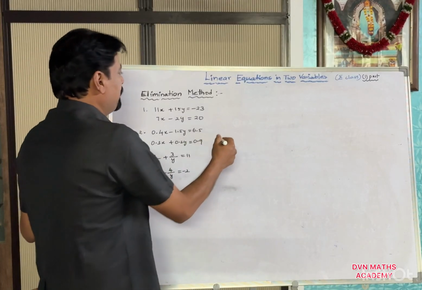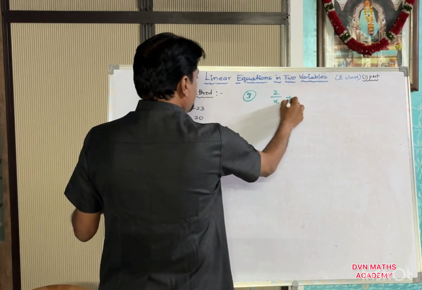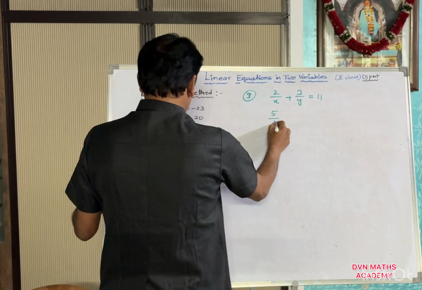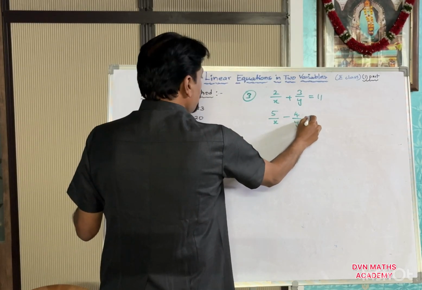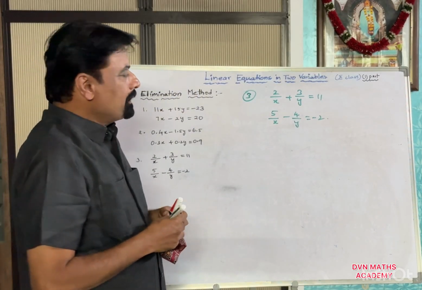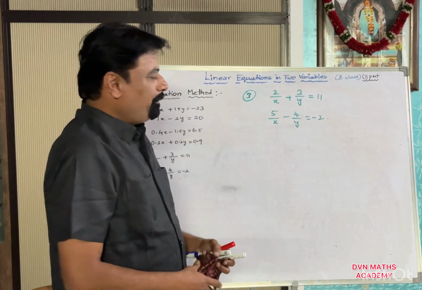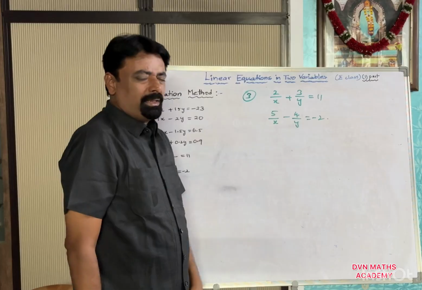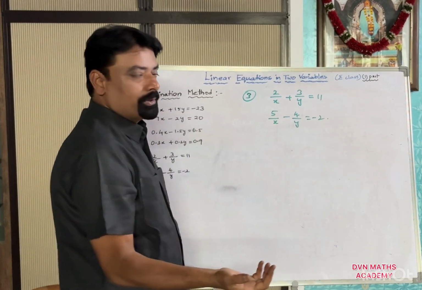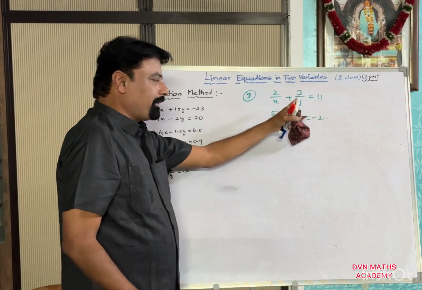So the third question, if you see the third question, this is one of the important ones. 2 by x plus 3 by y is equal to 11, and 5 by x minus 4 by y is equal to minus 2. If you see these two equations, they are not in the general form. So these types of questions, we can call them reducible linear equations. But in this question, without reducing also we can do this question. But in some questions, 100% you must reduce the equations. Without reducing also you can do this question, and sometimes you are required to reduce it.